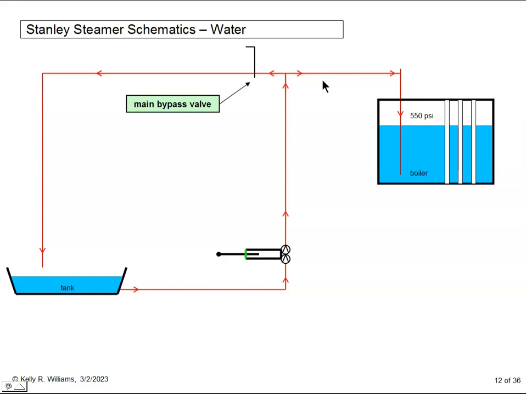That's fine, but when we open it, because we want to bypass the feed water, we don't want the pressure here to start pushing boiler water over into the tank. So we add a check valve right here. Problem solved.